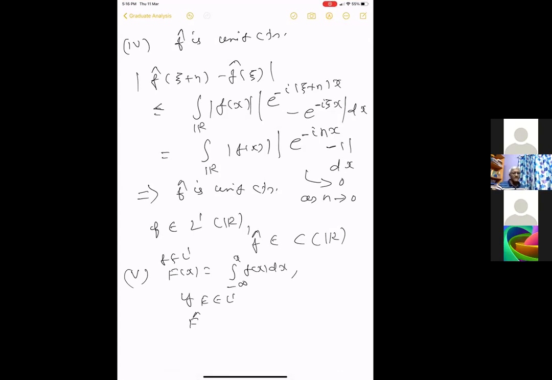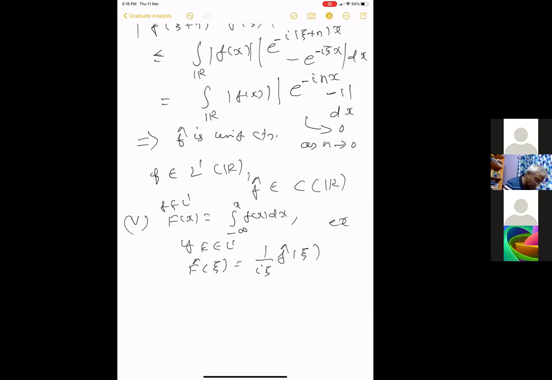I think f hat will be something like, f hat of xi will be, okay. This is just easy. You just have to write the definition and you will get this. So this is an exercise.